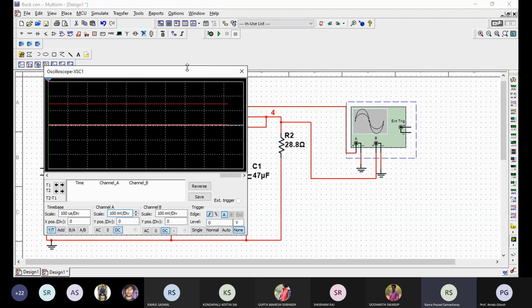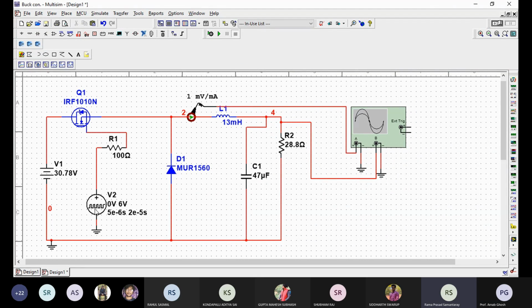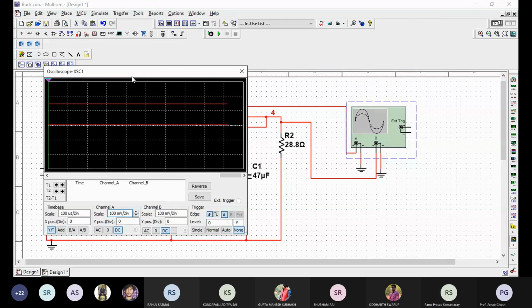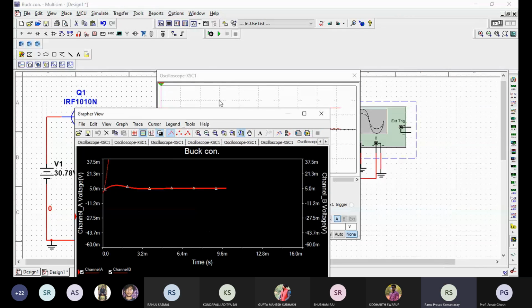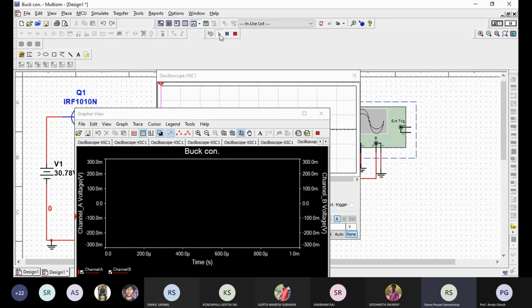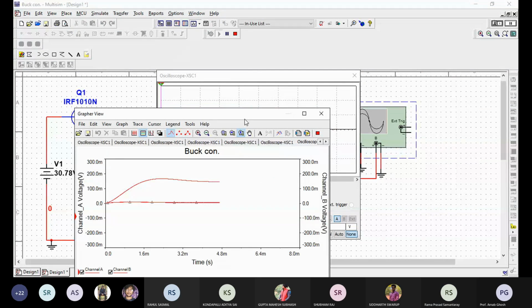So let us start the simulation. The circuit sir has already told, and the same circuit I have drawn here. Everything is the same. Now put the grapher here. For some time you have to take this observation. Now stop the simulation.